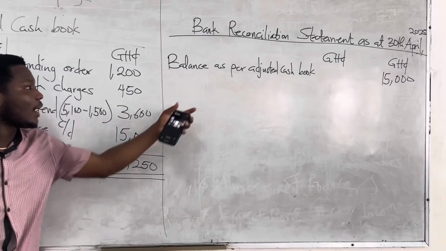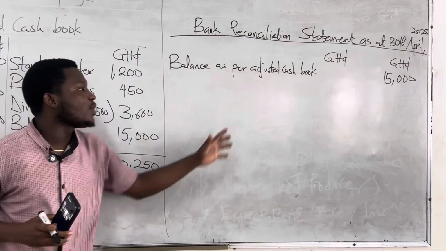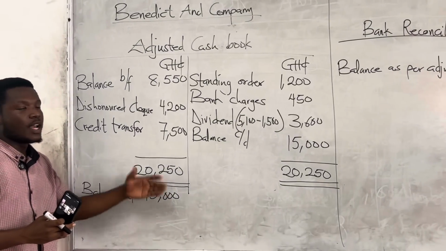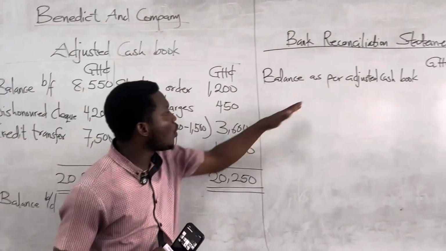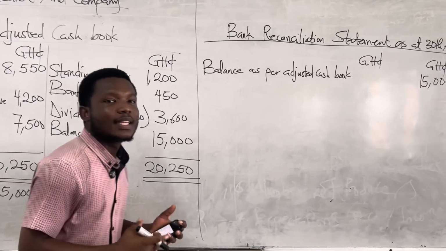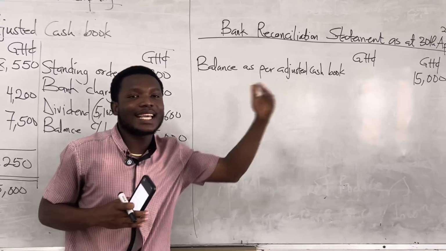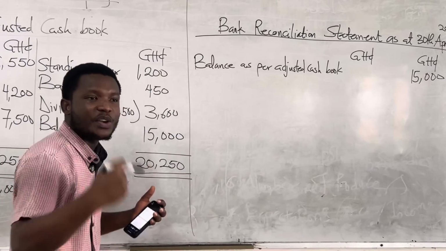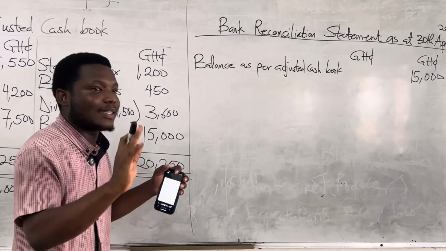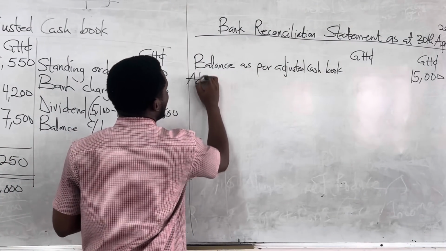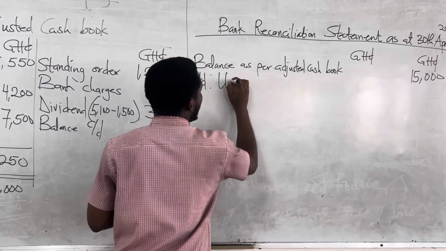So the 15,000 is the money that we have in our cash book, adjusted. Now we will add unpresented checks, because the check has not been presented yet. It means the amount of money that we had when we issued the check is intact. It has not reduced. So we add the unpresented checks to it.